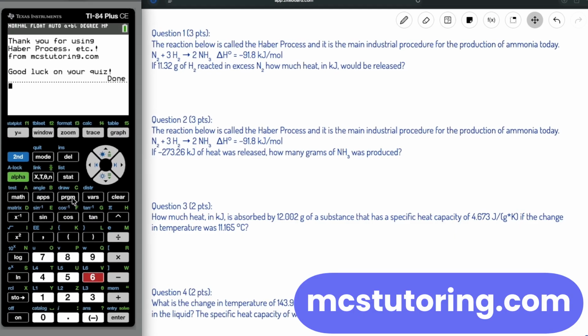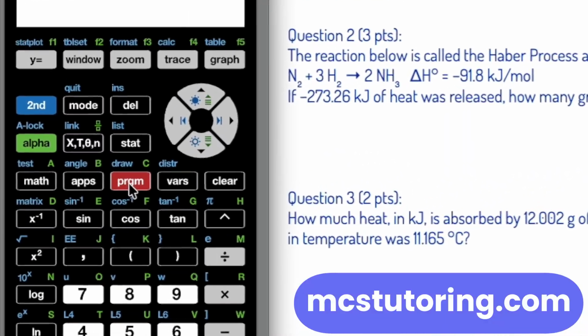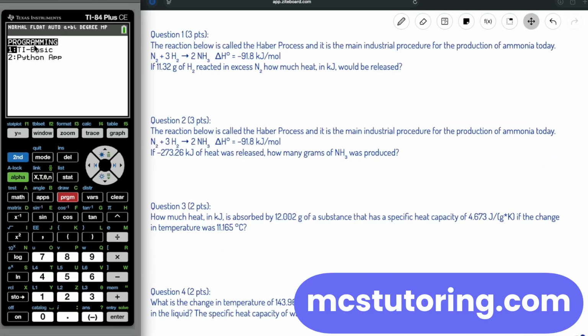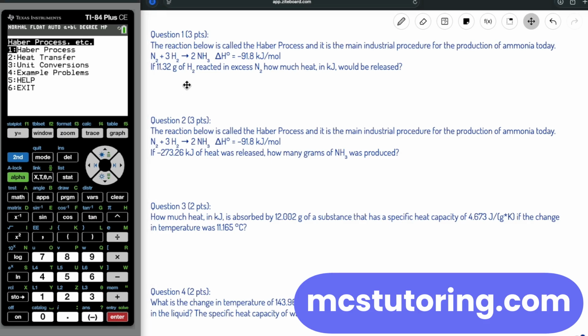We're going to press this PRGM key in the upper middle part of the keypad. If you have a Python, it'll ask you one of these options. We're going to go to TI Basic, press enter. Now, it's Haber X2. I don't have a clever name for it, so I called it that. I'm going to press 3 to choose that. Now watch this. It's 80s technology, so you have to press enter again to run it. That's a sticking point for a lot of students.